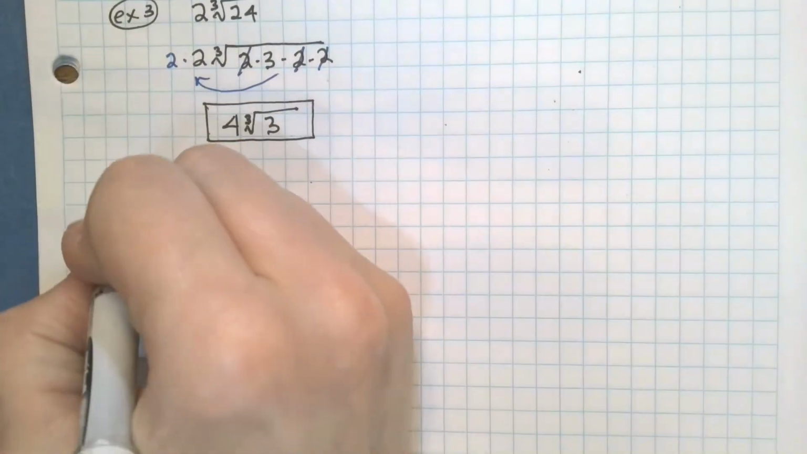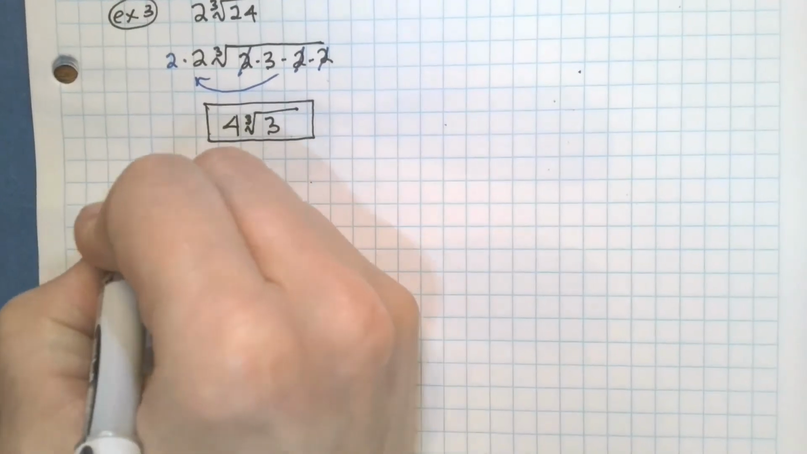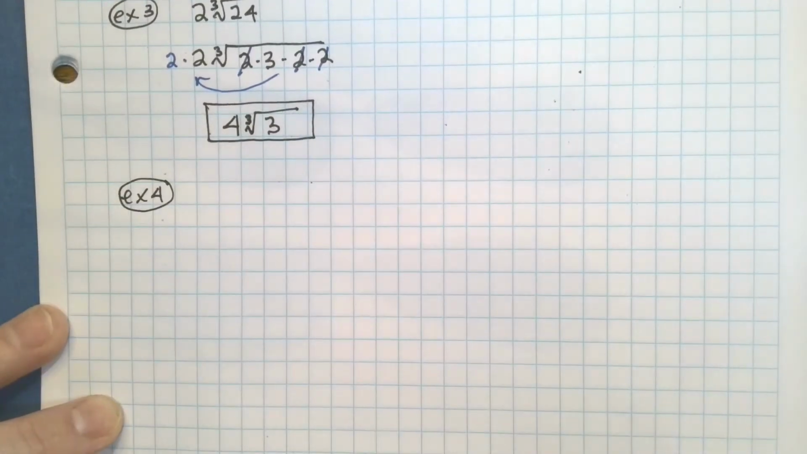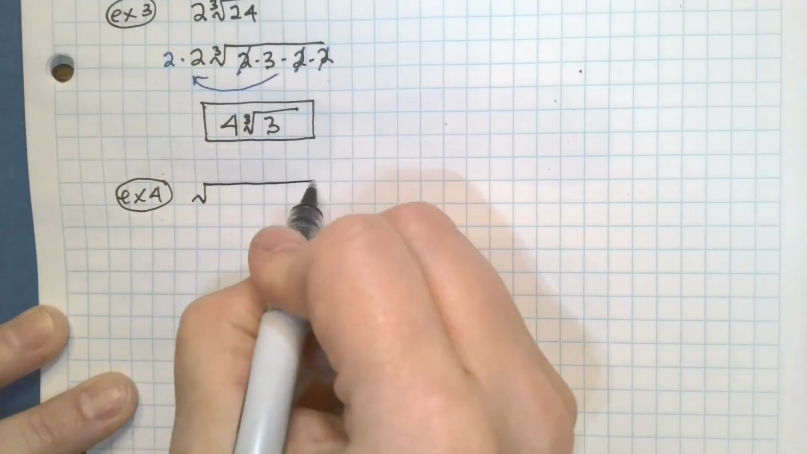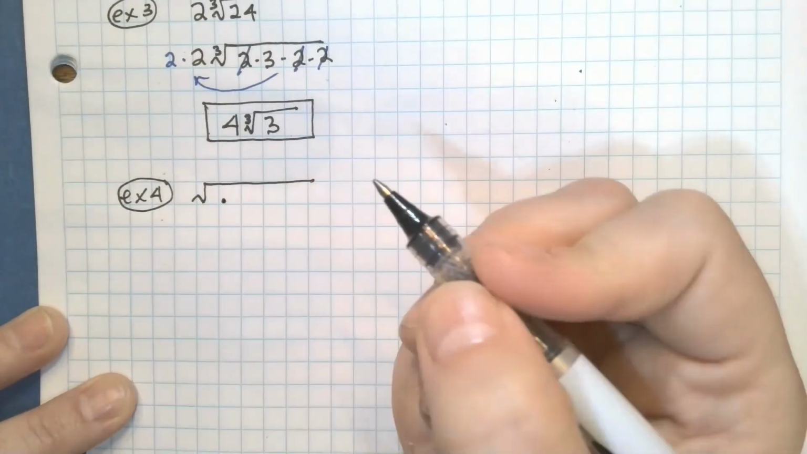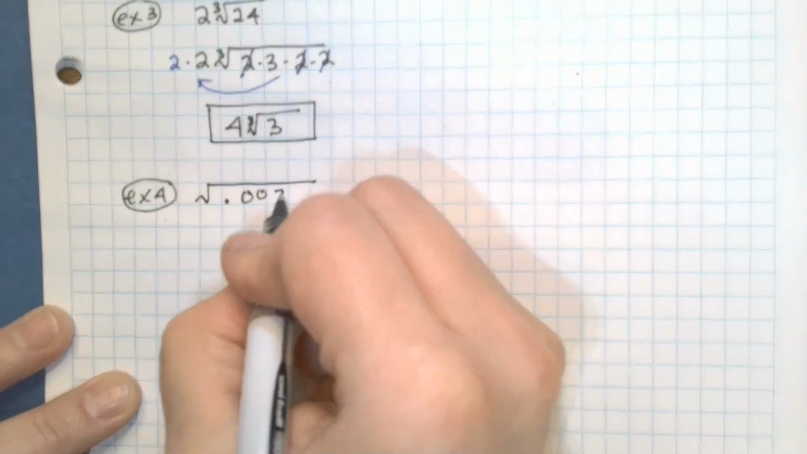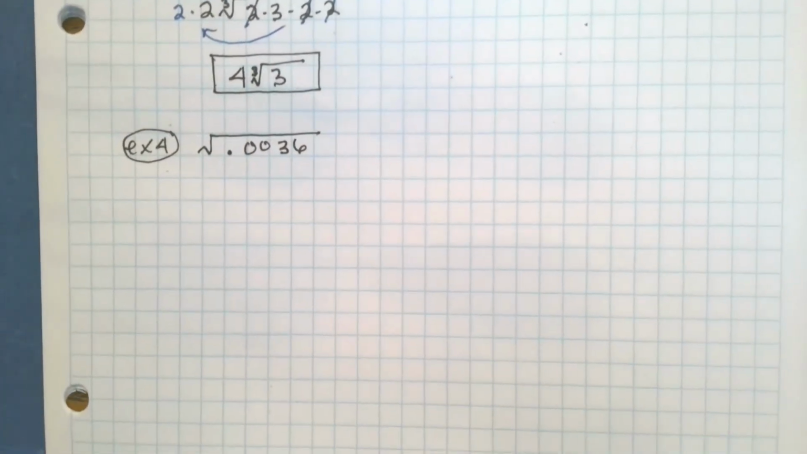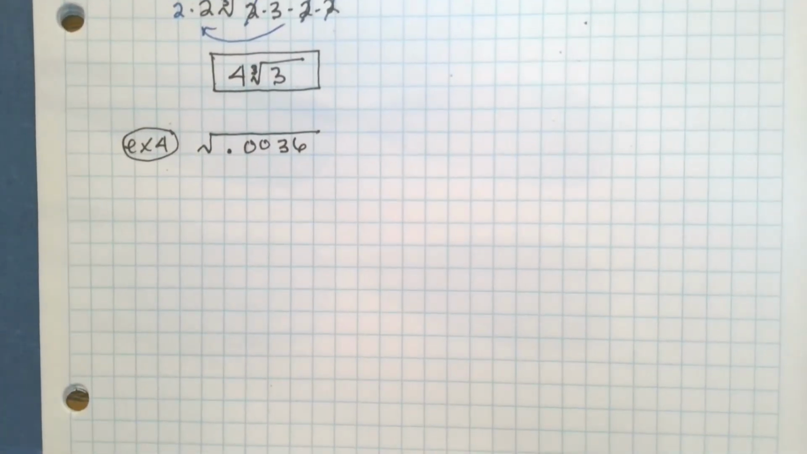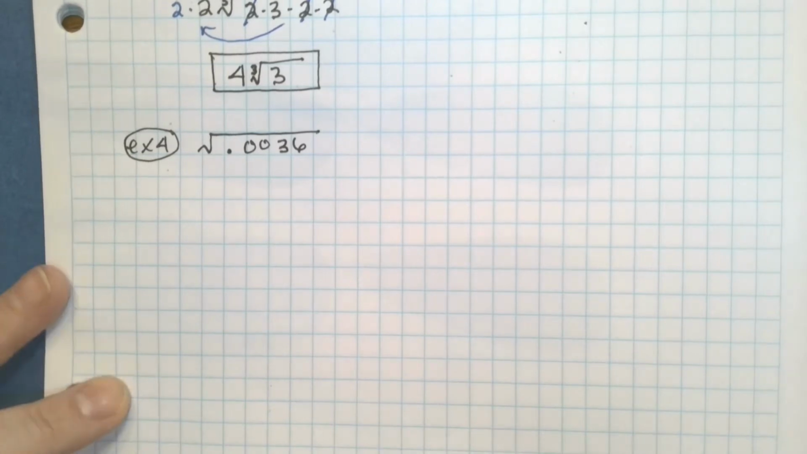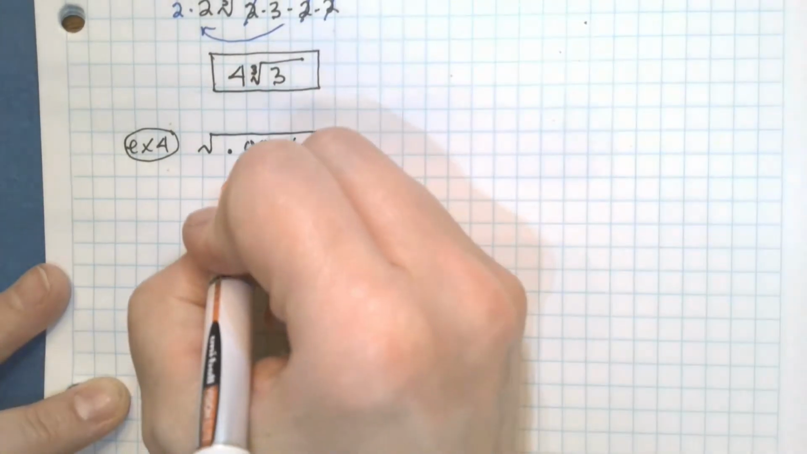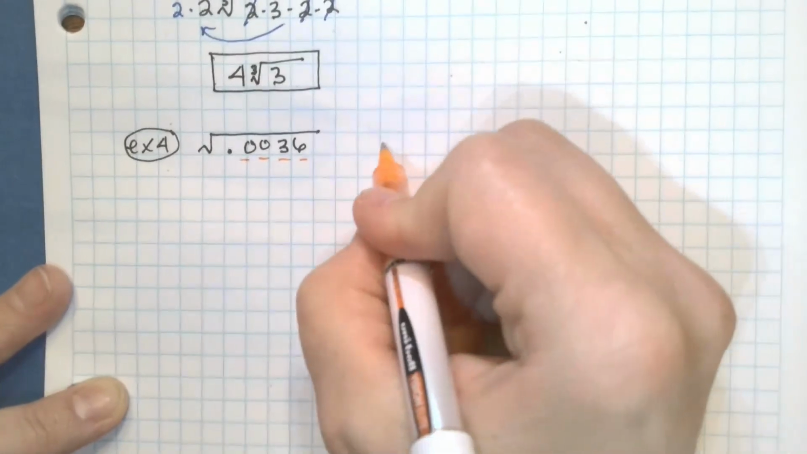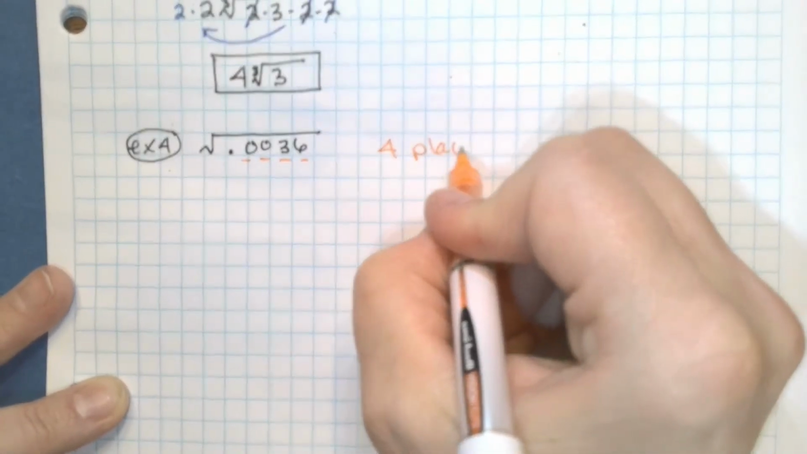All right, we're going to do one more of these, and then we're going to go on to variables, which are a little more complex. You're going to be asked to do some simplifying with decimals. For example, the square root of 0.0036. To simplify a decimal out of a radical, here's a trick that usually works. Count the number of places. 1, 2, 3, 4. This decimal has 4 places.